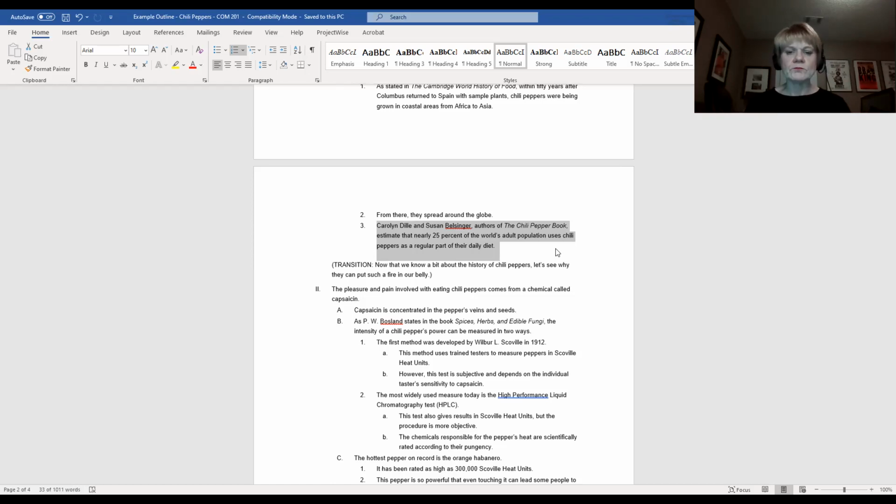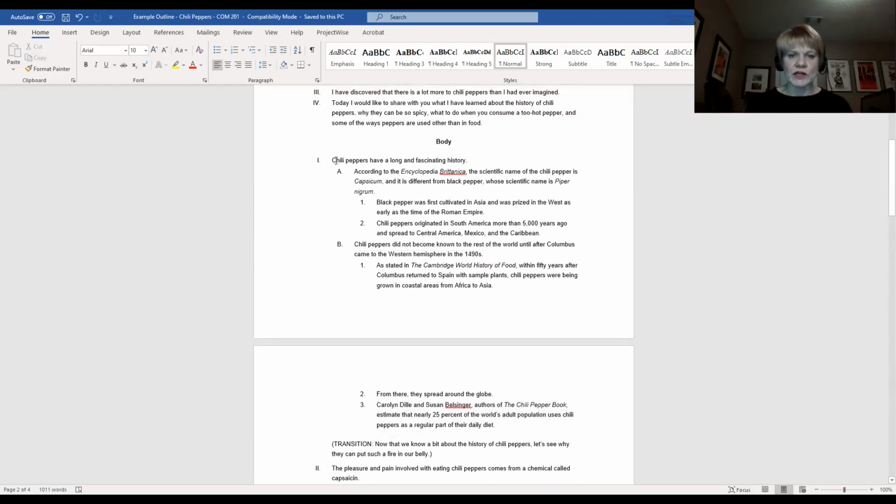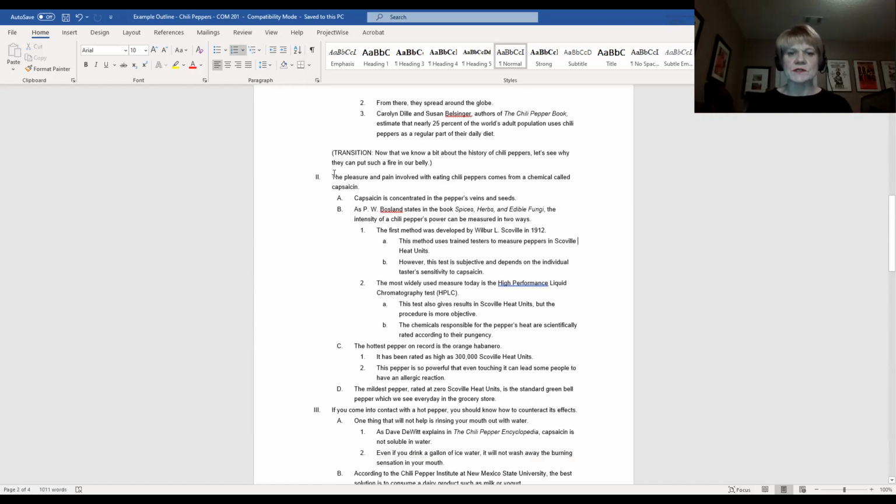I hope so. Now, between main points, so like main point number 1's right here, and then moving to my second main point, which is the pleasure and pain involved with eating chili peppers comes from a chemical called capsaicin, we want to put a transition sentence. A transition sentence basically moves us from one point to another, and we do it verbally so people can know we're moving from one point to another. If you're going to write in a transition, this is how you do it.